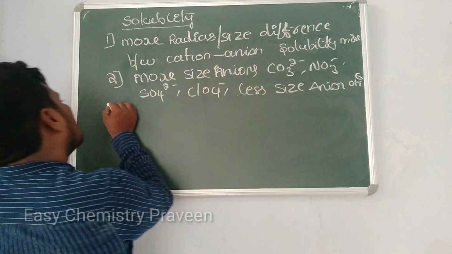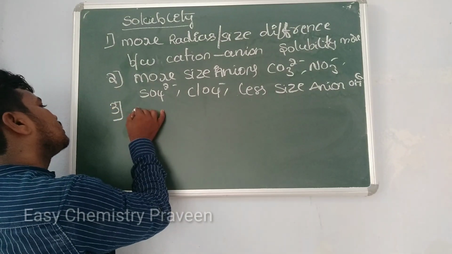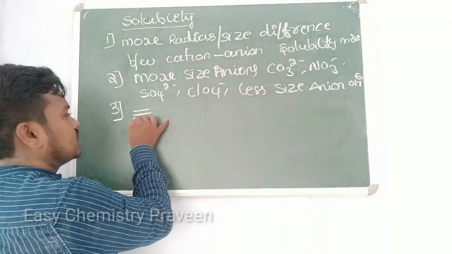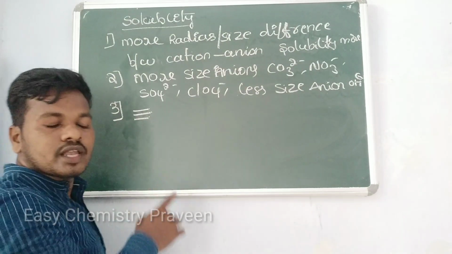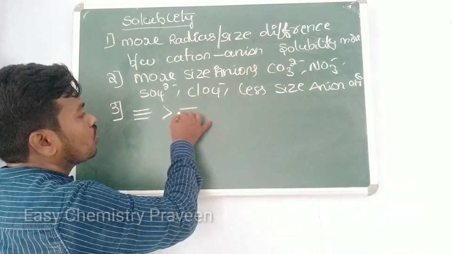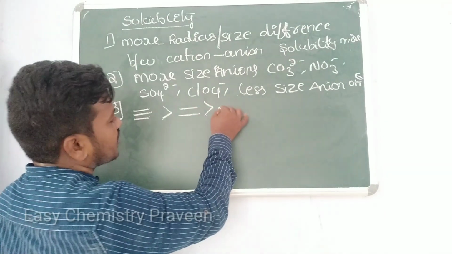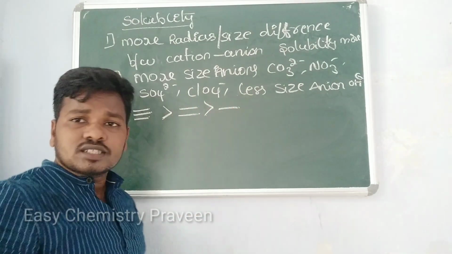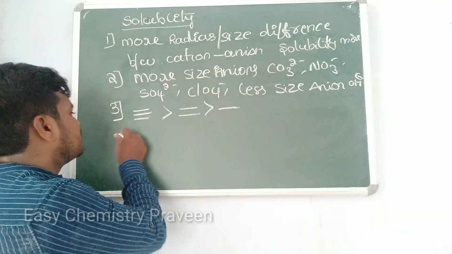Third point you have to remember: in a given organic compound, in alkanes, if it is having a triple bond, it is having more solubility. More pi bonds, more solubility in a given organic compound.